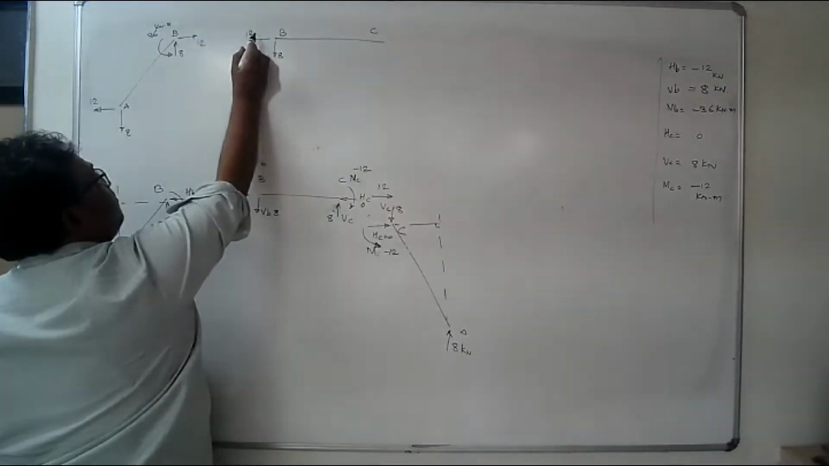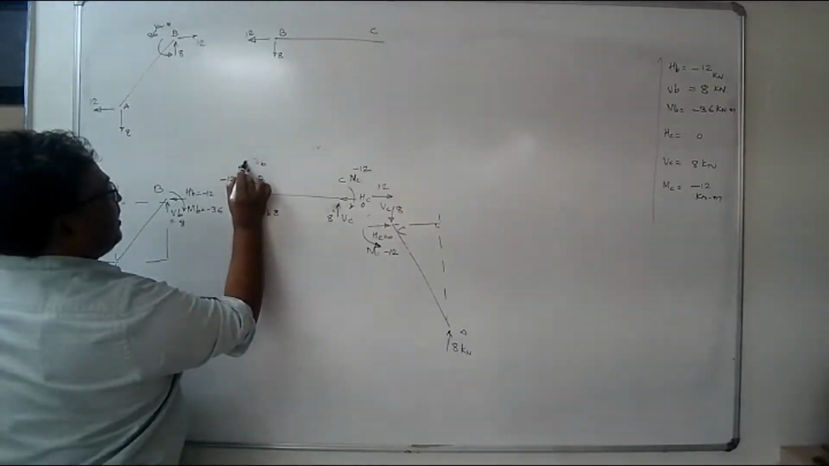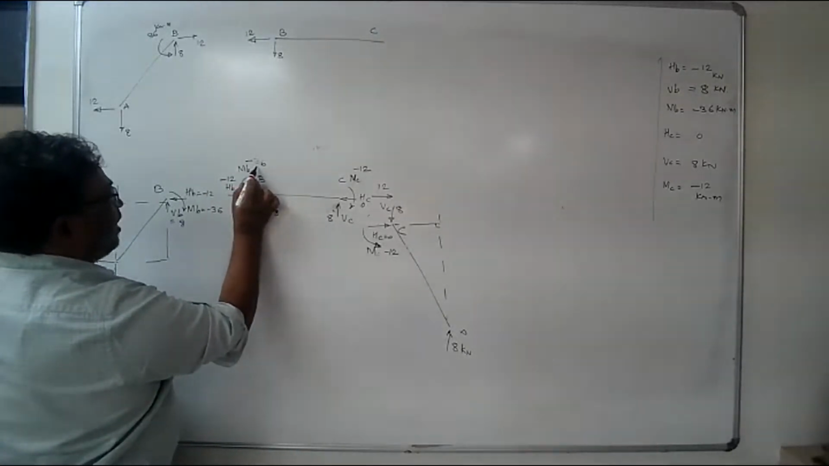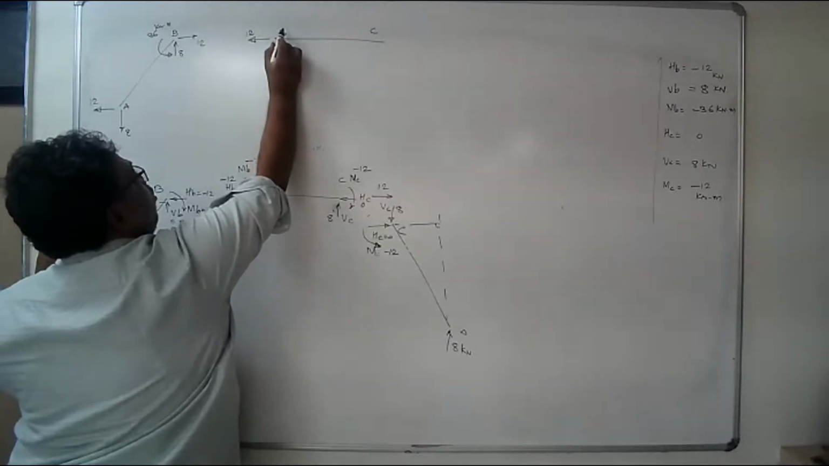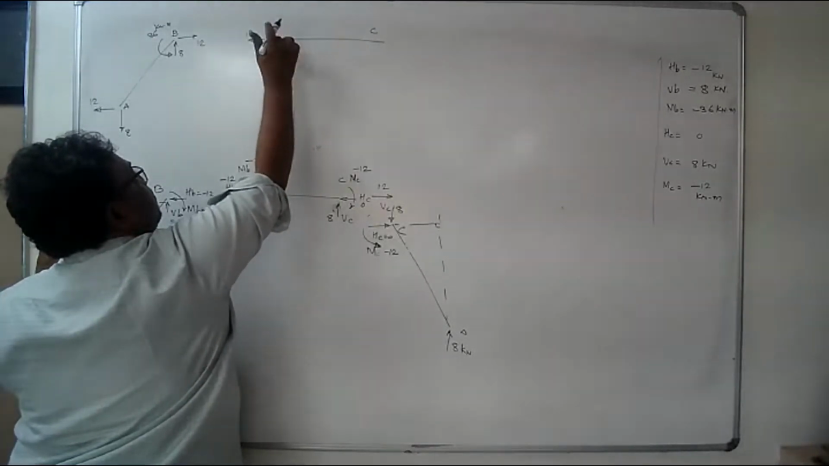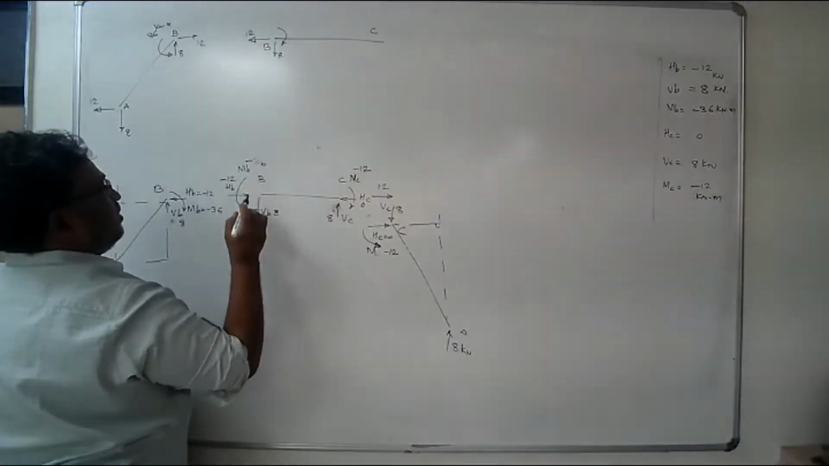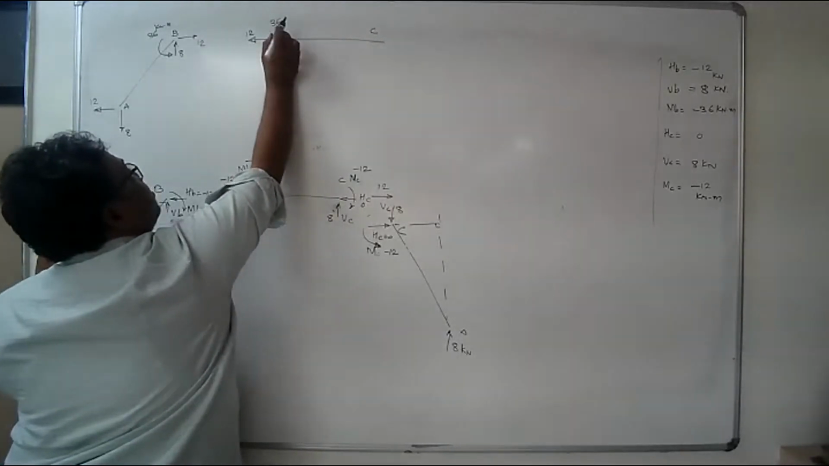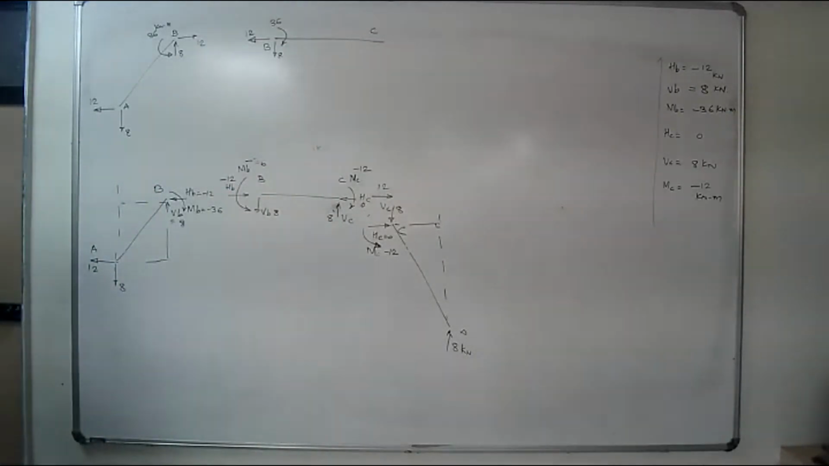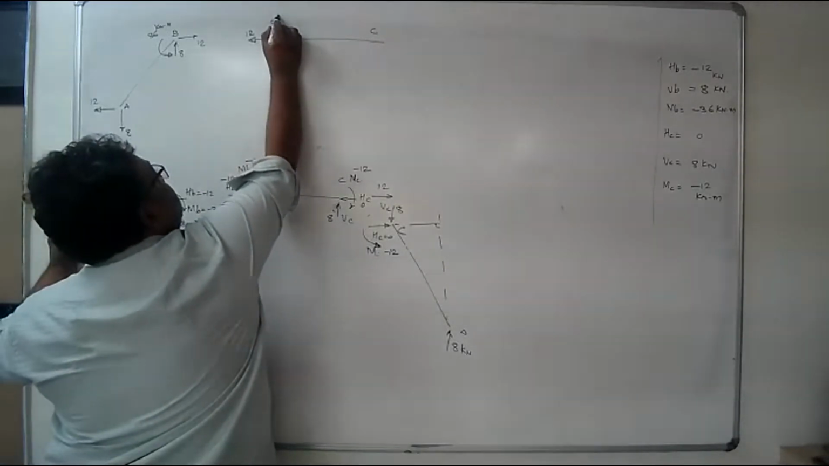So it means that it must be acting left. So this is 12. I had considered MB anti-clockwise. I have got a minus value. It means that this must be acting clockwise at B. And this is equal to 36 kilonewton meter. This is moment.